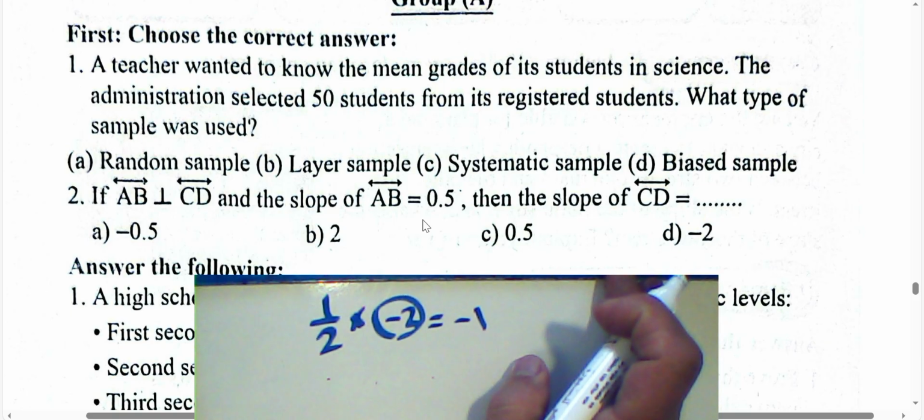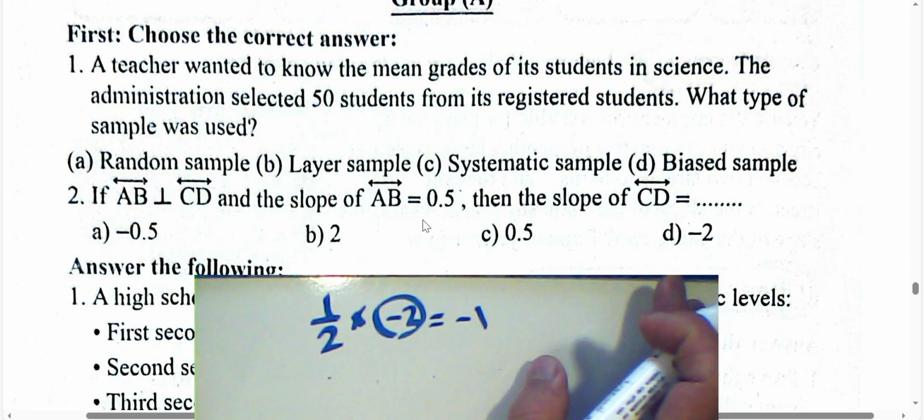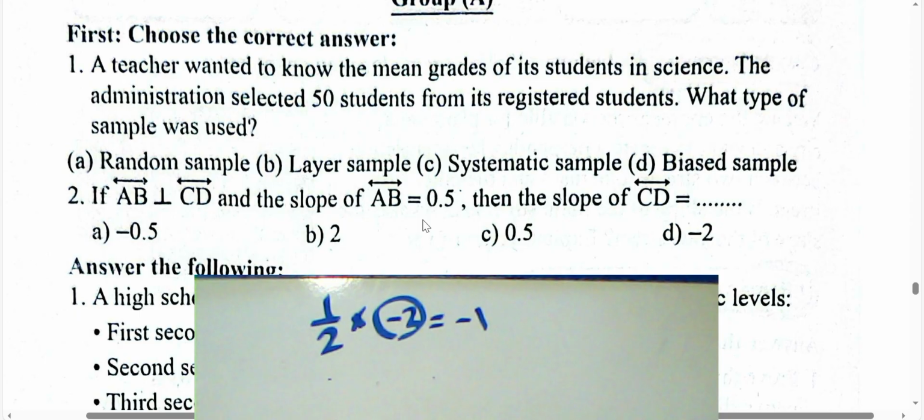Then the result will be what? It will be -2. Okay, then the answer will be -2. Choose letter D. The answer here will be letter D. Okay, letter D. Next question.